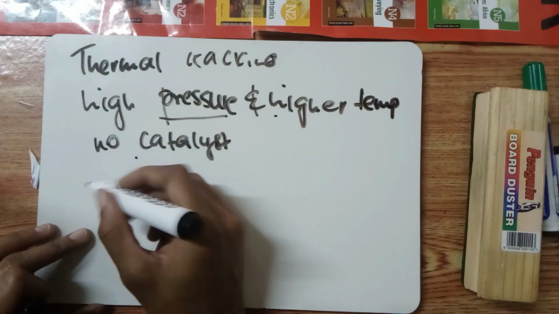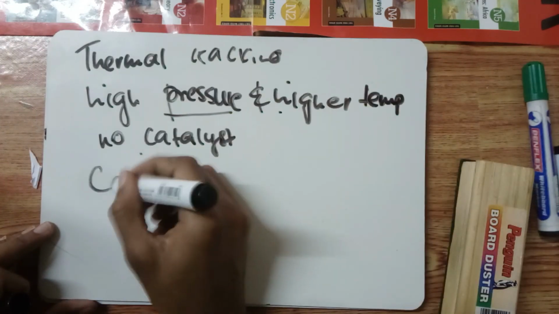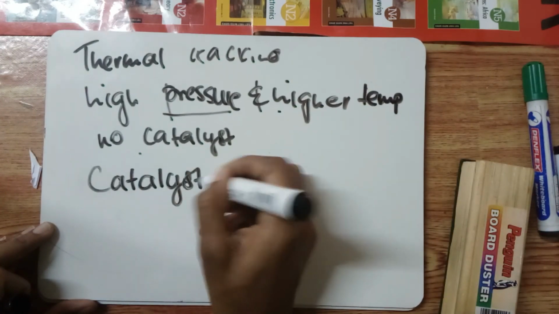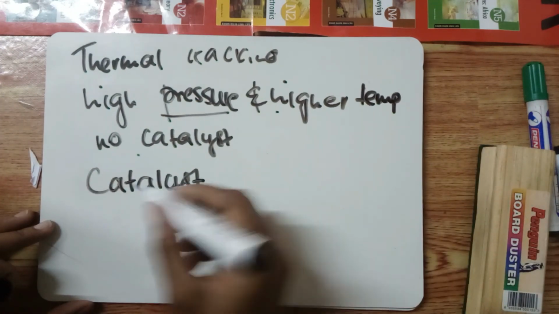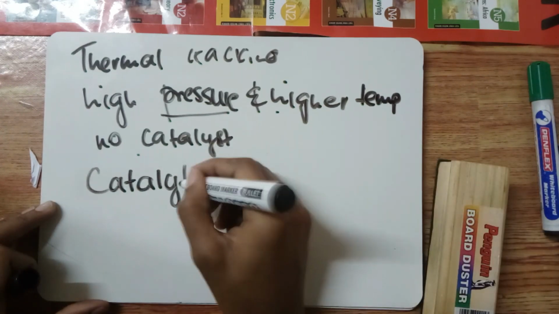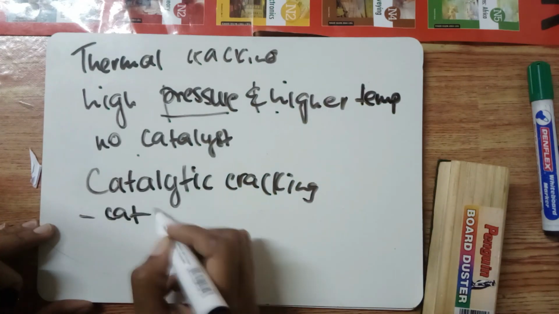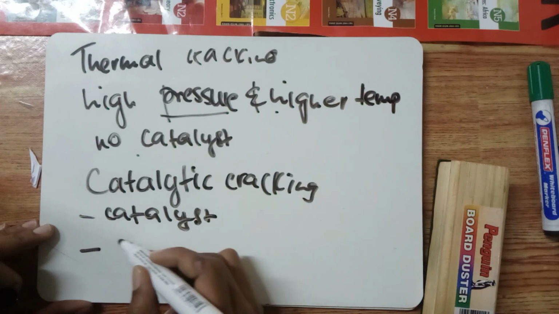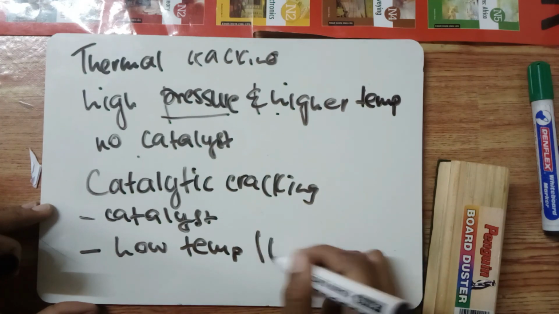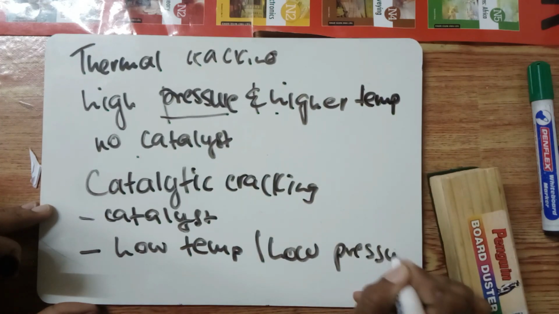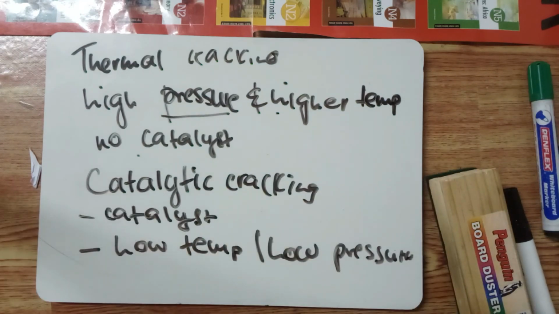Or catalytic cracking, where in this case we are using a catalyst to break down that long carbon chain. So it's catalytic cracking, where we're using a catalyst. Additionally, this reaction occurs at very low temperatures and low pressures. So those are some of the things that you need to know and be able to answer questions on, right? And yeah, this brings us to the end of this lesson.